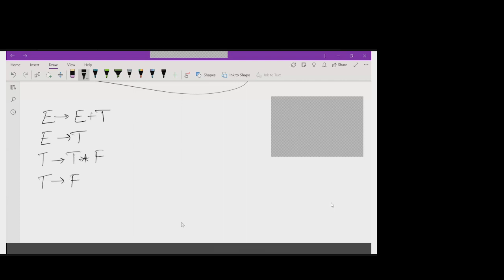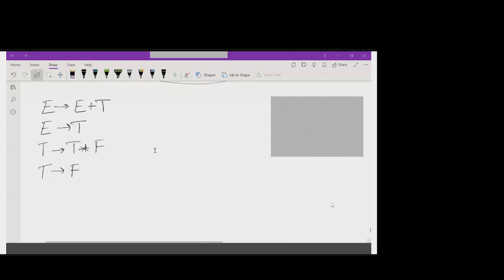Now both the productions, you can write like this also, but we are writing like this because our steps will be like that. Okay.